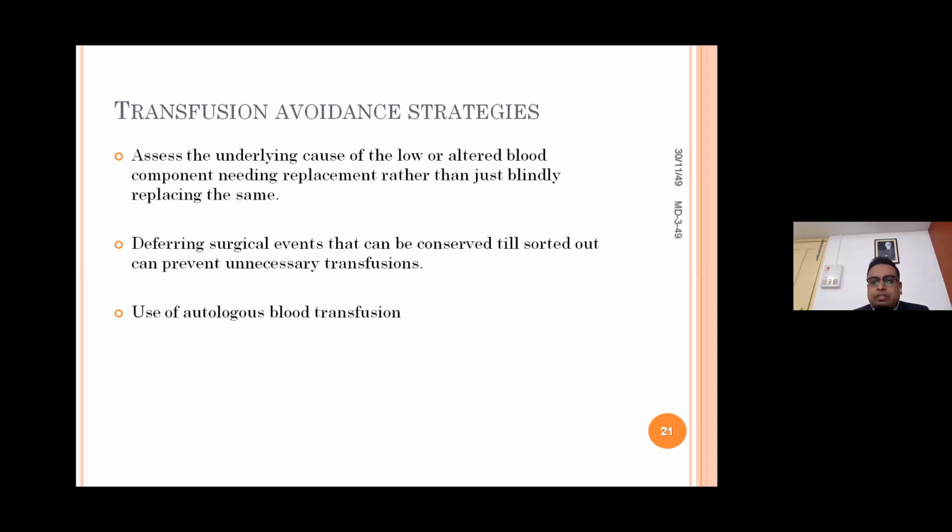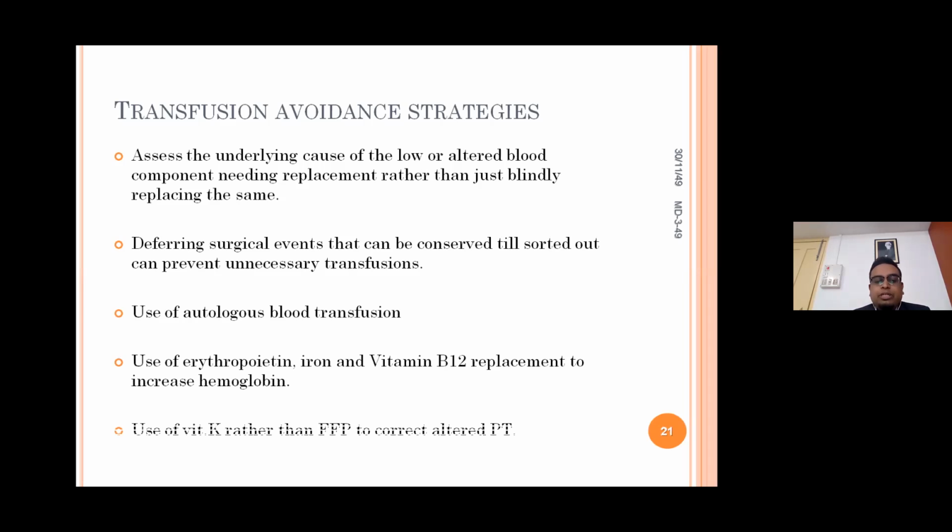Use of autologous blood transfusion, I'll come to this again. Use of erythropoietin, iron, vitamin B12 replacement to increase the hemoglobin rather than transfusing him with blood and components, and use of vitamin K rather than FFP to correct altered prothrombin time. So these are some strategies which you can plan to avoid transfusion of blood and components.